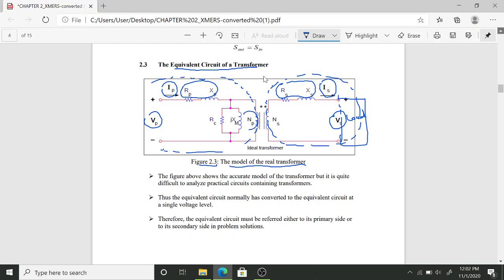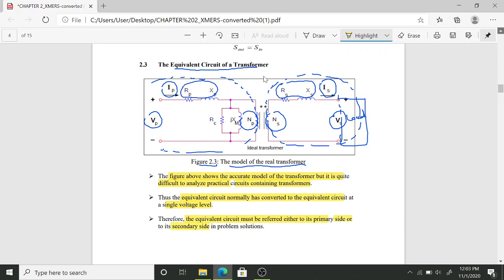And this one is the number of primary turns, and this one is the number of secondary turns. Okay, if you look at this sentence, the figure shows the accurate model of the transformer, but it is quite difficult to analyze practical circuits containing transformers. Thus, the equivalent circuit normally is converted to an equivalent circuit at a single voltage level. Therefore, the equivalent circuit must be referred either to its primary side or to its secondary side.